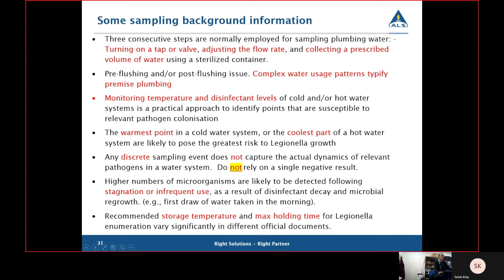Any discrete sampling does not capture the actual dynamics of relevant pathogens in the water system, so never rely on a single negative result. Higher numbers of microorganisms are likely to be detected following stagnation or infrequent use. That's common knowledge. And as a result, disinfectant decay and microbial regrowth. First draw of water sample taken in the morning, so if you want the worst possible case.